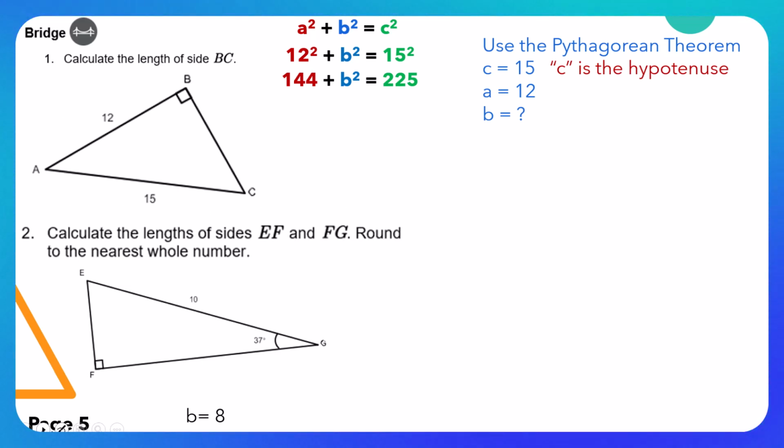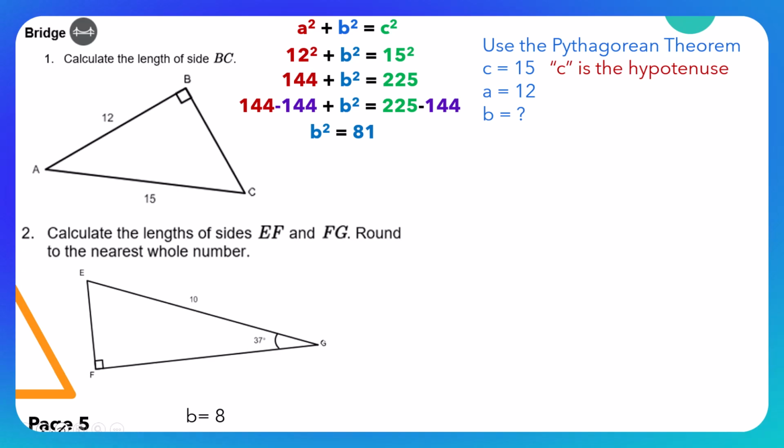We're solving for B. So we're going to subtract 144 from both sides. 144 minus 144 will be 0 on the left. So we have B squared equals 225 minus 144 is 81. Take the square root of both sides. Square root of B squared and the square root of 81. Okay, so the square root of B squared is B, and the square root of 81 is 9. So now we can label that missing side BC. Has a measurement of 9 units.